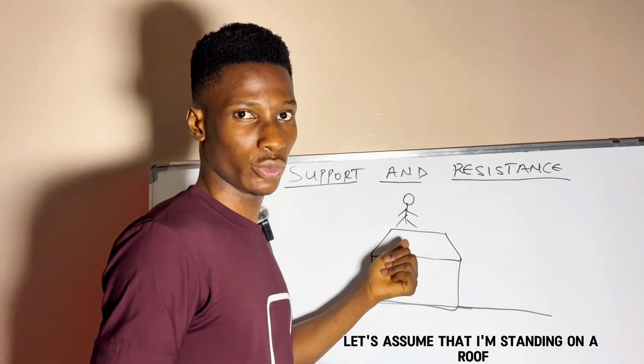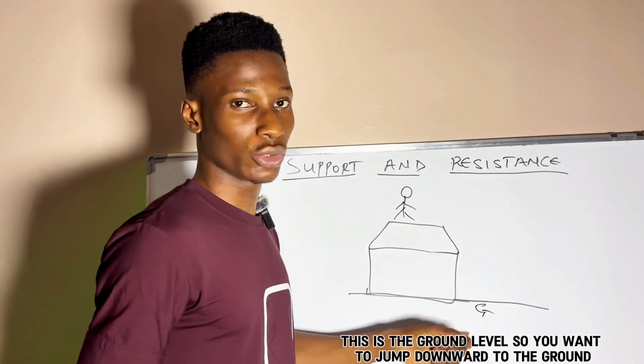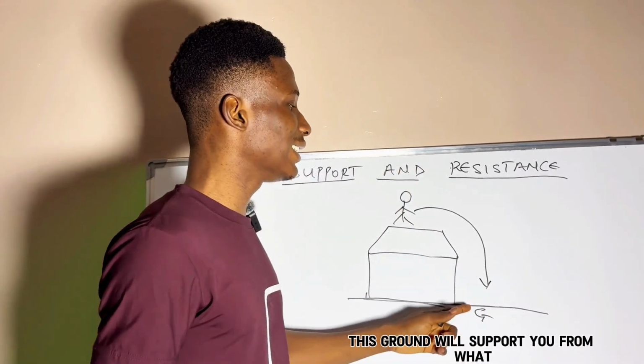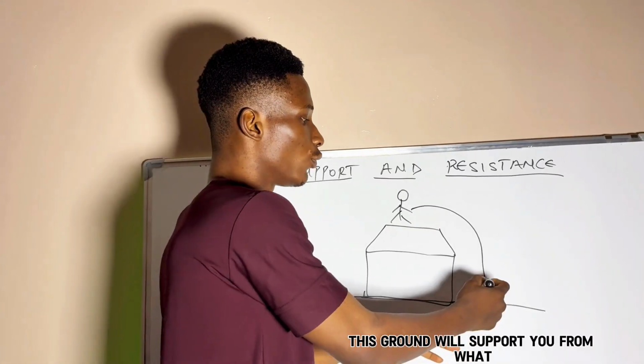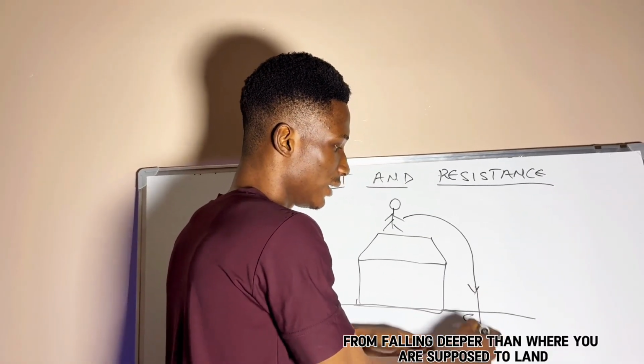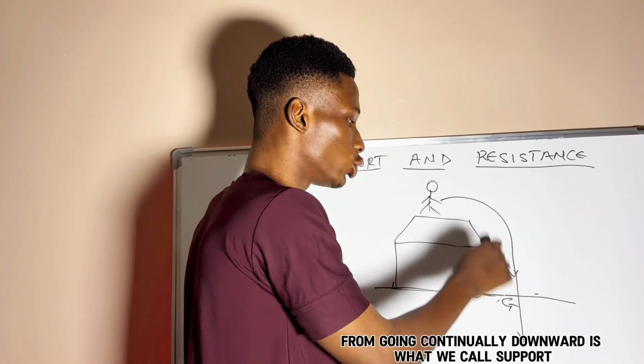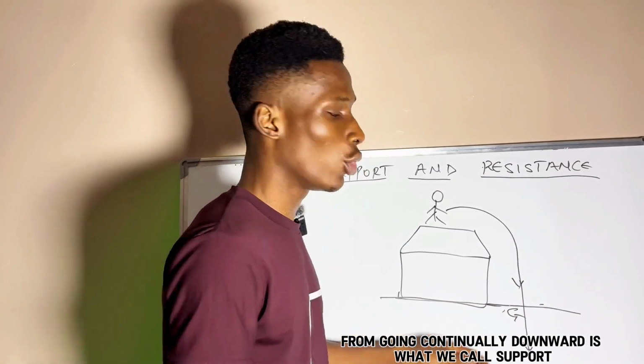Let's assume you are standing on a roof. This is the ground level. So you want to jump downward to the ground. When you jump from the top of your roof downward, this ground will support you from what? From falling deeper than where you're supposed to land. I don't know if you understand. This level that stops you from going continually downward is what we call support.